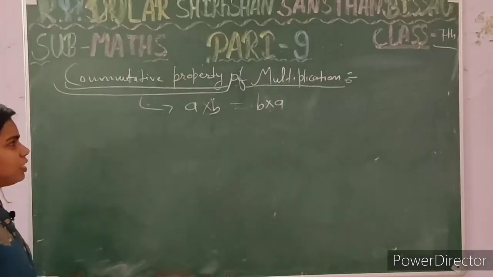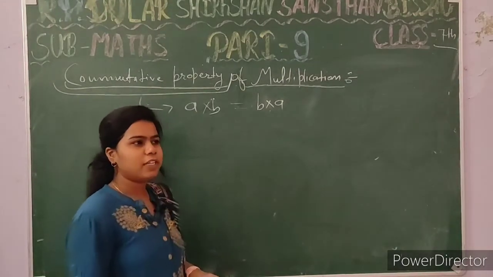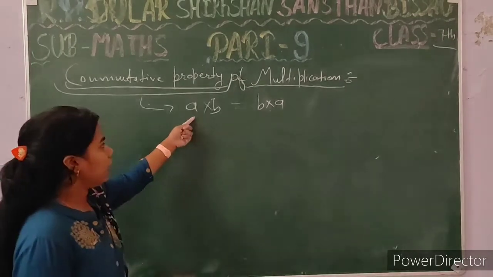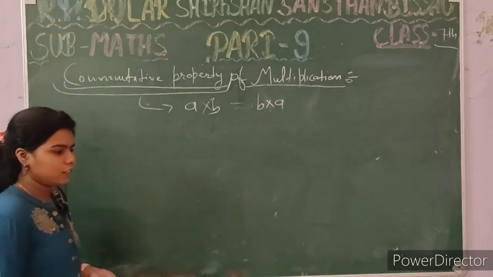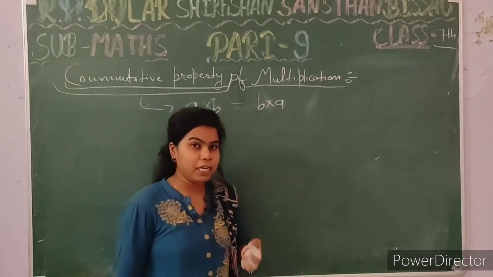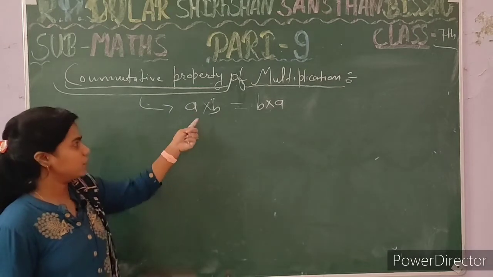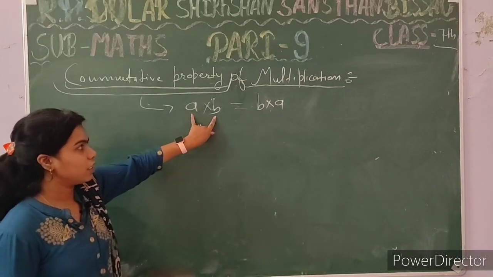Okay students, in today's class let a and b both be integers. Okay, a and b both are integers. We know about integers. I gave you examples of integers and the number line also. Positive integer, negative integer. Remember students, what the integers are. So a and b are integers, and we multiply both integers.